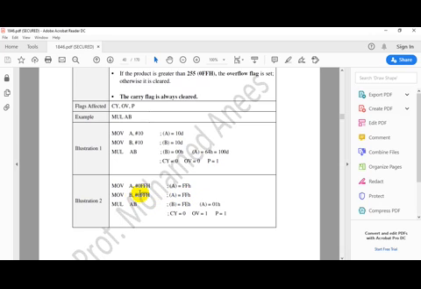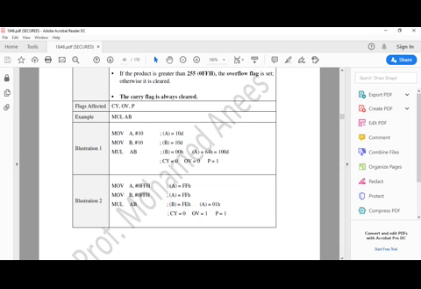Come to the second example. I have moved FFH in accumulator and I have also moved the same number in B. So when you multiply, the result is FE01. So 01 is the lower byte of the result, so that will be in the accumulator, and FE is the higher byte of the result, that will be in the register B.